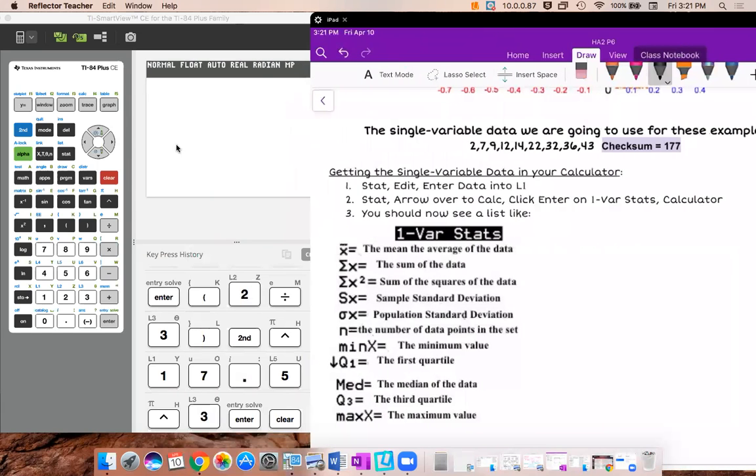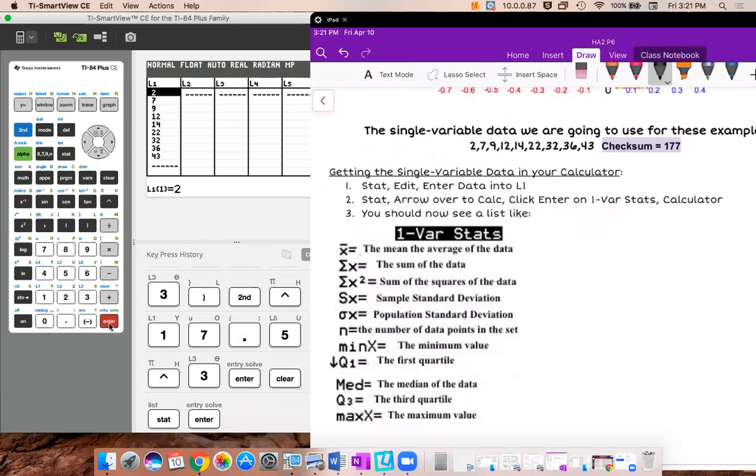So in your calculator, the first thing you're going to do is click the stat button, then you're going to click enter, and then you most likely have data in here that isn't matching. So for me, it does match, but if you have data that doesn't, you're going to arrow up to where this is bold, you're going to click clear, enter, and then it clears out your whole list. And then you're just going to go ahead and type in this list.